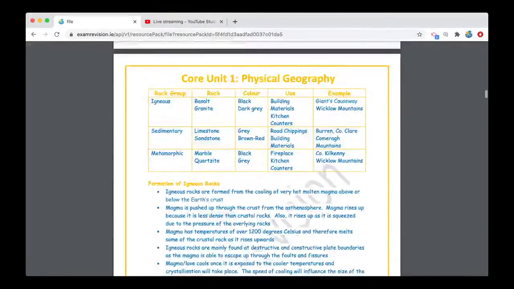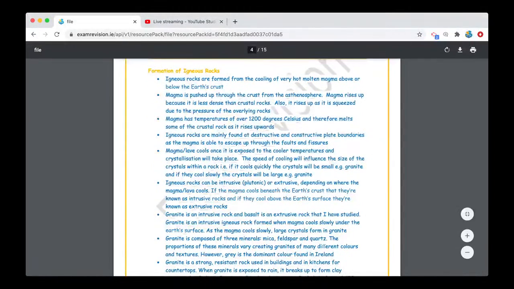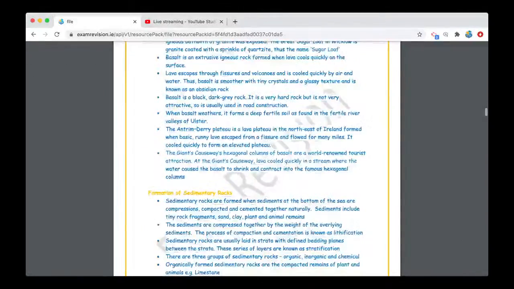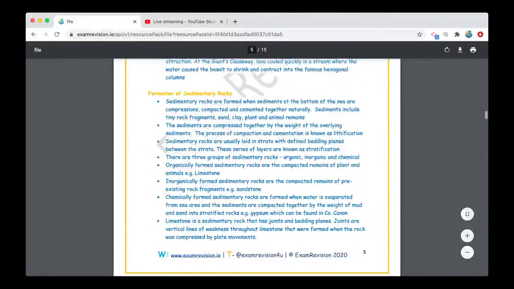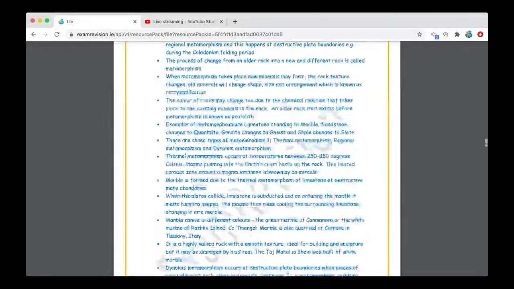So we have the formation of igneous rocks, and you'll see that I have more than 15 SRPs, so you can make your answer if you get asked about an igneous rock. You've got the one on sedimentary, the formation of sedimentary. We've got one on metamorphic. Really, really nicely compiled notes.